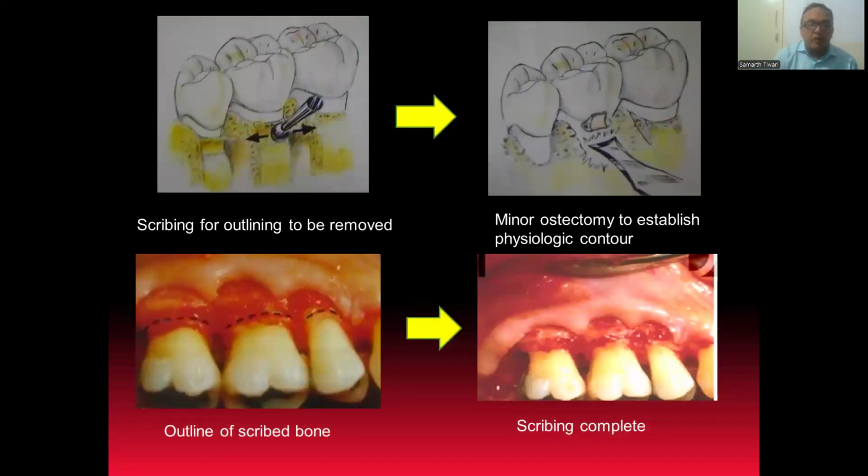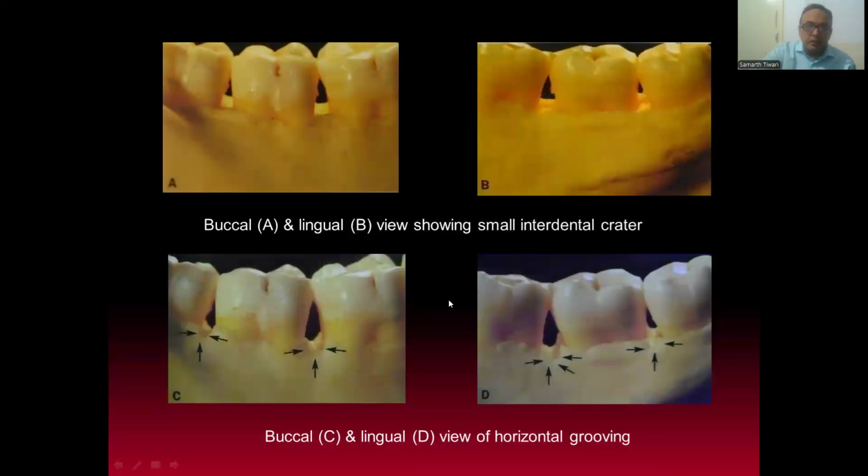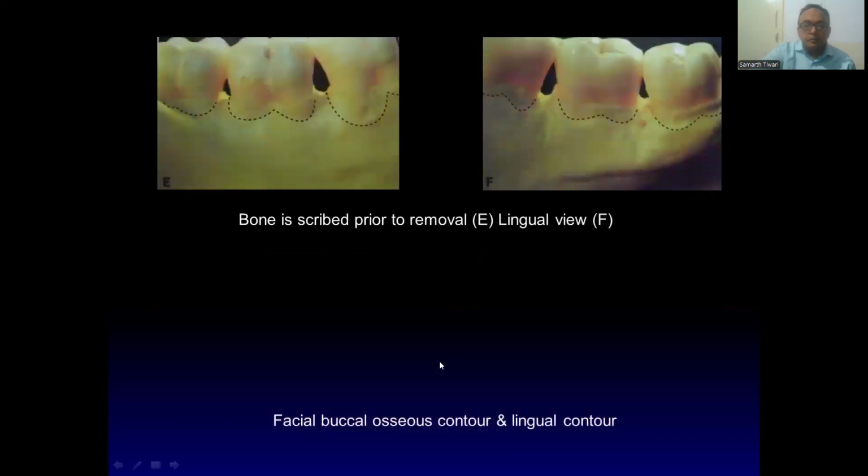Here we can see scribing of the outline to be removed, and minor ostectomy to establish physiologic contour. Here you can see in the picture the outline of scribed bone and scribing complete. This is the final outcome of resective osseous surgery. Here we can see buccal and lingual view showing a small interdental crater, and buccal and lingual view of horizontal grooving. Bone is scribed prior to removal. Lingual view.